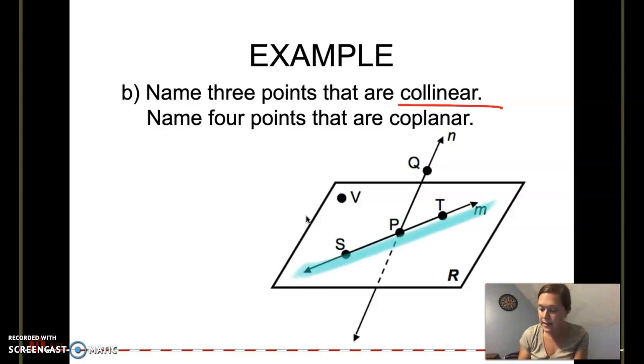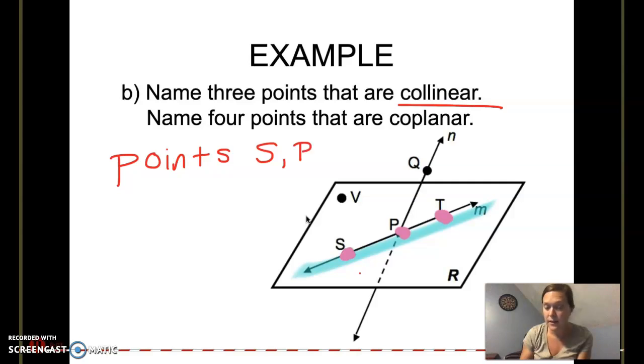So notice on that line M, we've got 3 points on that same line. So my 3 collinear points would be points S, comma, P, comma, T. And I'm going to put commas in between because I'm just listing the points.